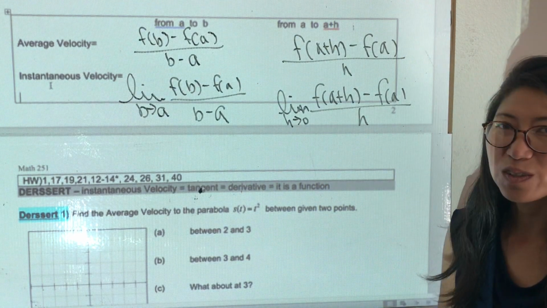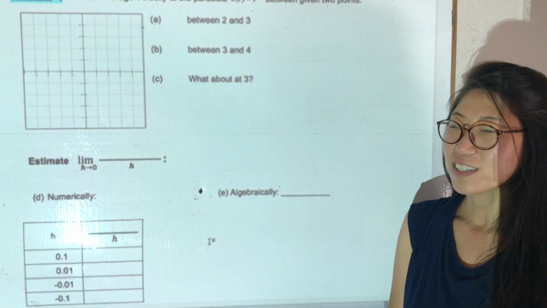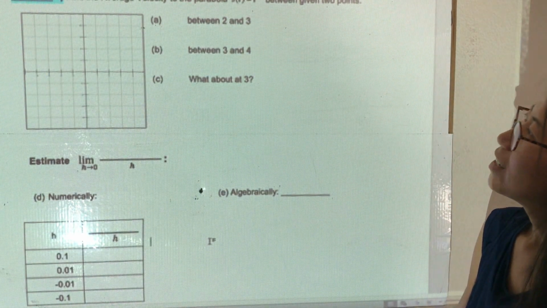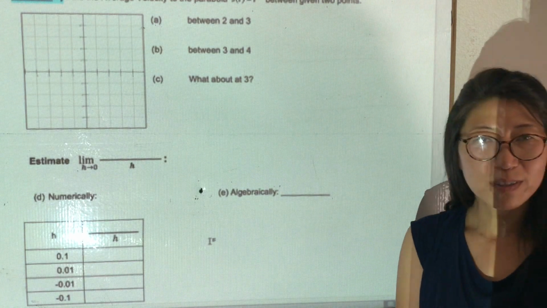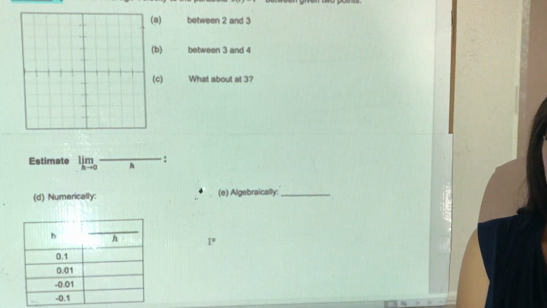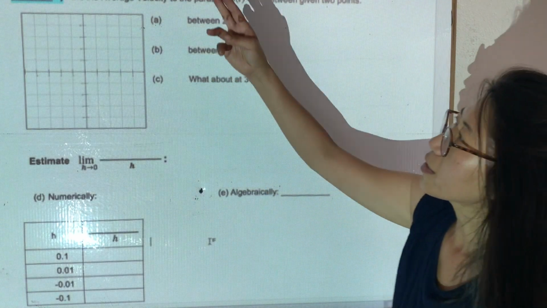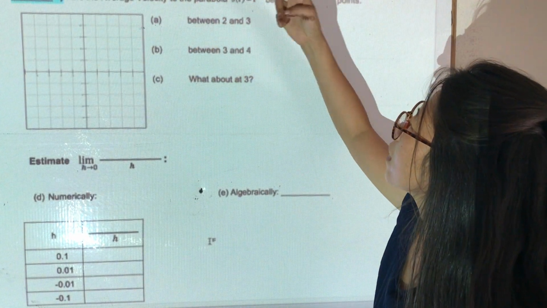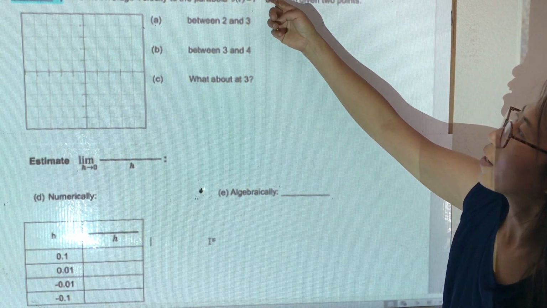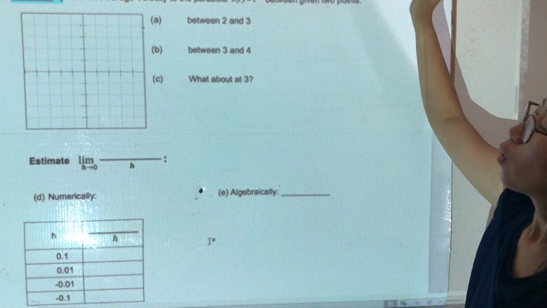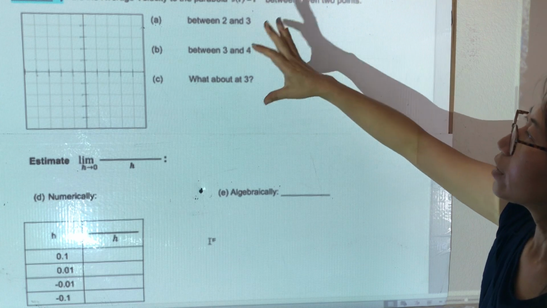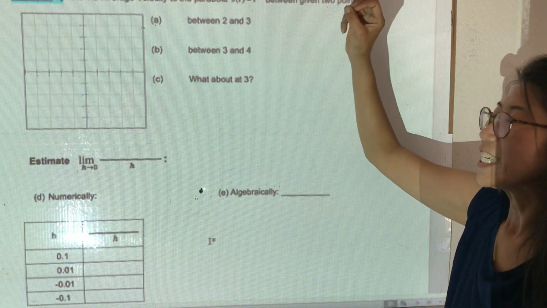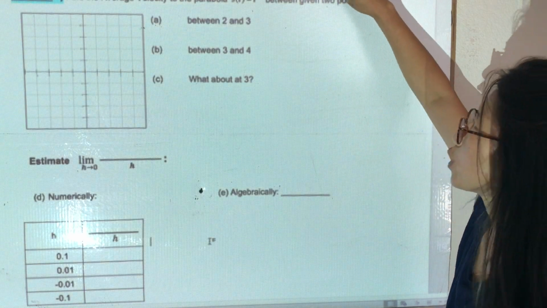So we are going to continue with the dessert part of 2.1, and we are going to keep studying instantaneous velocity. Instantaneous velocity means a tangent line, and that means a derivative on the graph. And also remember the tangent line, the rate of change we found, is itself a function.